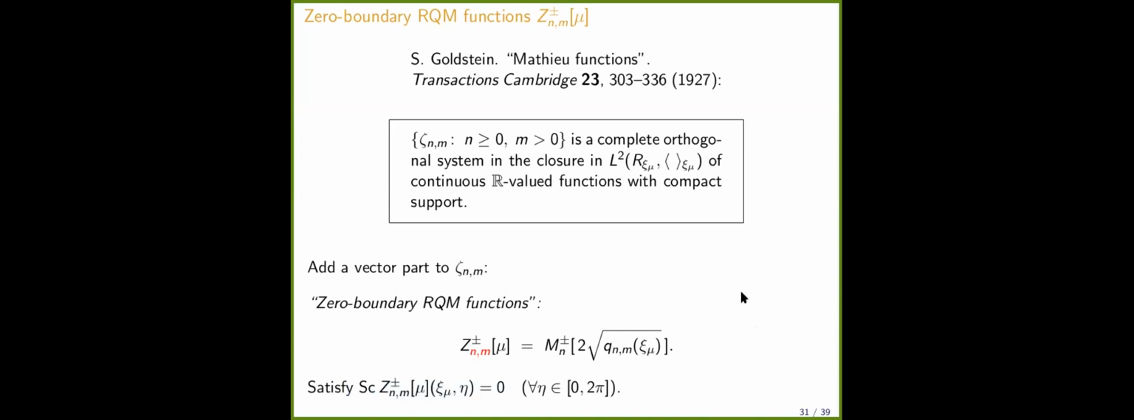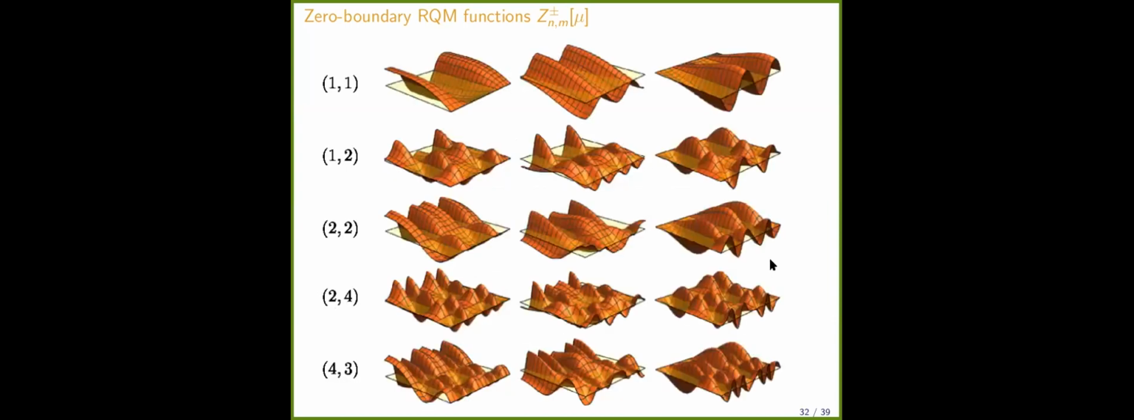So if you don't believe me, maybe I can help you with a picture. These are some graphs with different values of n and m. And as you can see, the scalar part vanishes very nicely on the right edge of all of these rectangles, whereas the I and the J components have no need to vanish. So the name zero boundary RQM functions is a bit of a misnomer. It really means only that the scalar part vanishes at the boundary.